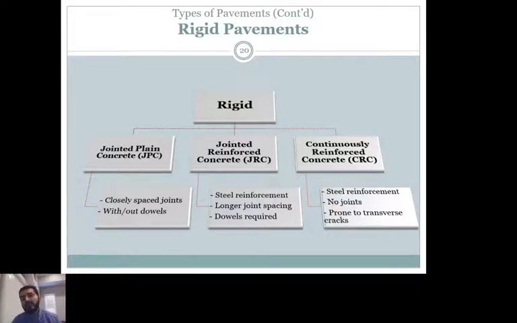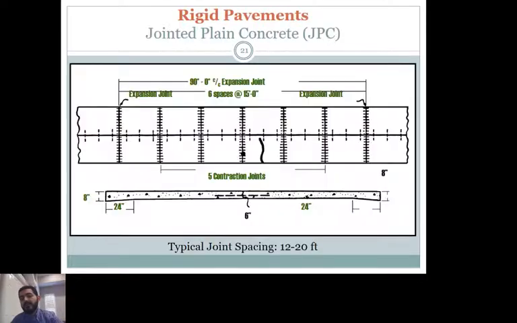We have the middle one, which is the jointed reinforced concrete, JRC. This has some steel reinforcement. Therefore, once you have more reinforcement, you can have a longer joint spacing, and we have dowel bars required for this structure. And the most highly sophisticated rigid pavement is the continuously reinforced concrete, where now I have full steel reinforcement. There are no joints because now it's full reinforcement. It's very similar to designing, for example, a slab in any structure, and it's prone to transverse cracks though because it's a long structure and there are no joints in the middle.